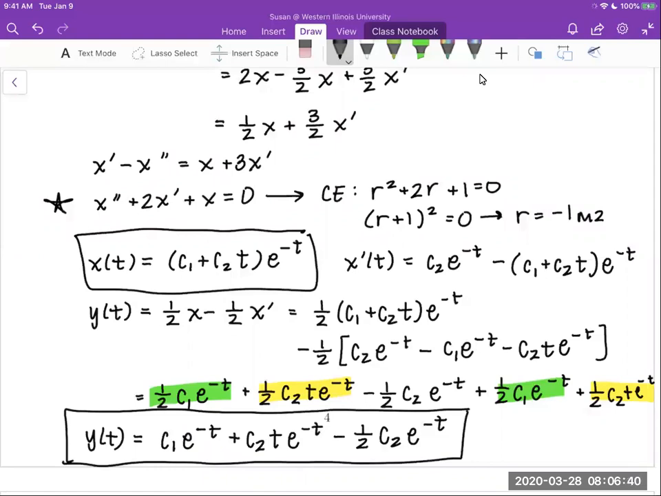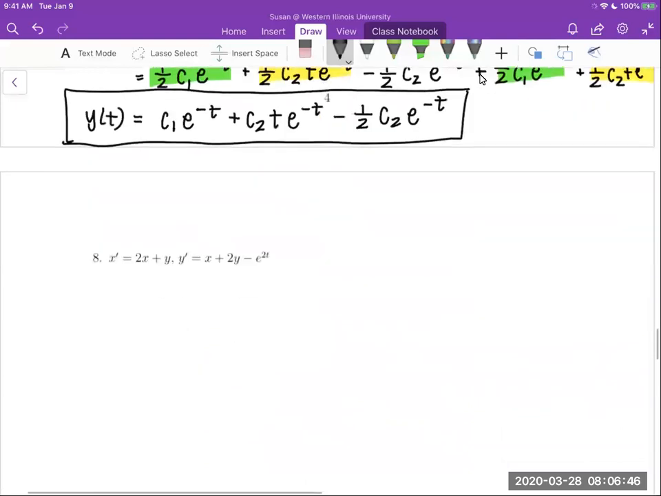And so that leads us to our next example here on page 5 of the notes, problem 8. All right, so the difference here is this external function showing up in the y prime function. So just because that external function is there, I think what I'll do is I'll choose to work with this first differential equation because it's simpler in some sense. So I can write y as x prime minus 2x.